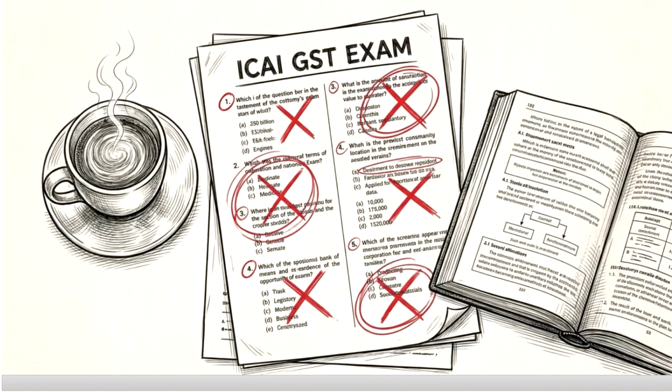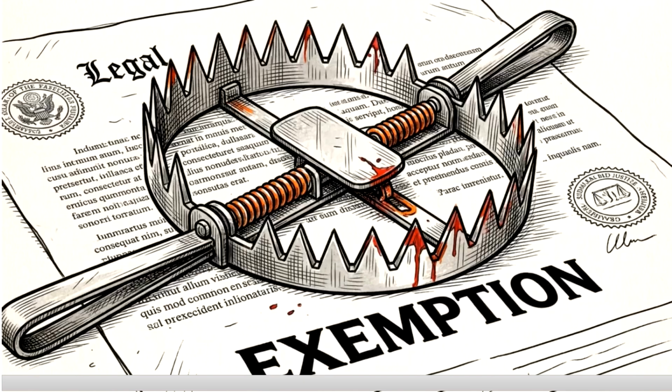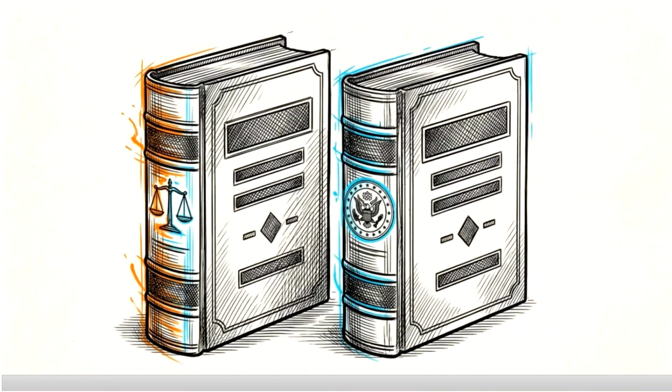Failing the ICA IGST exam rarely happens because you missed the broad concepts. It happens because you stepped into a statutory boundary trap. The power to exempt goods and services from tax originates specifically in Section 11 of the CGST Act and Section 6 of the IGST Act.